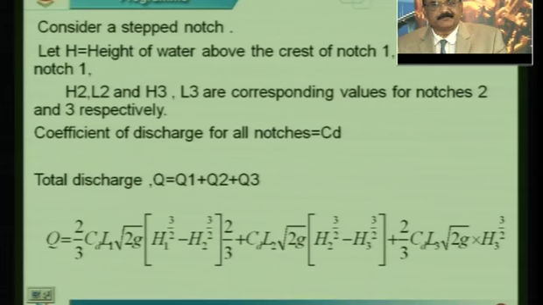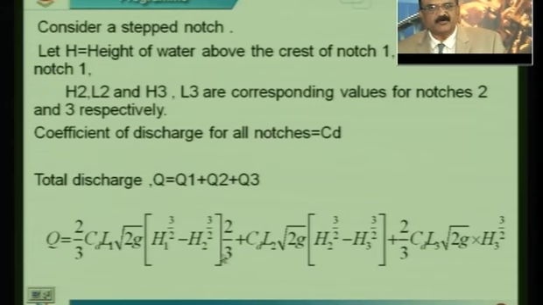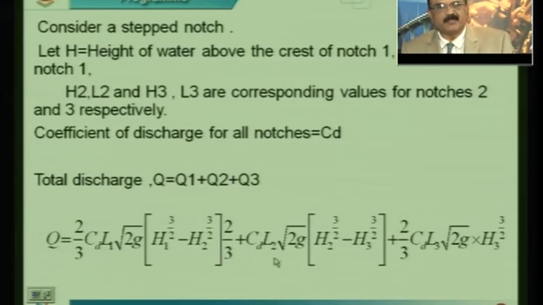Now look at this. Here H1 is the height with respect to the first notch, H2 is the height with respect to the second notch. So H1 raised to 3 by 2 minus H2 raised to 3 by 2. Come to the second notch. Kindly correct me here: this plus has to come here. Kindly make a correction here. So 2/3, plus you put this plus here. It is 2/3. This is for the second rectangular notch, that is H2 minus H3.